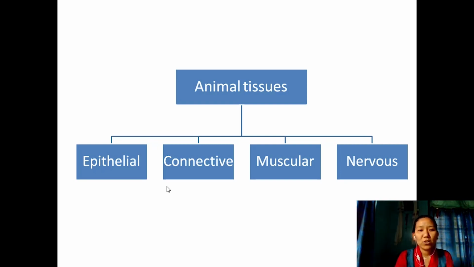So let us talk about each one: epithelial, connective tissue, muscular tissue, and nervous tissue, one by one. In the first video, we'll be talking only about epithelial tissue.